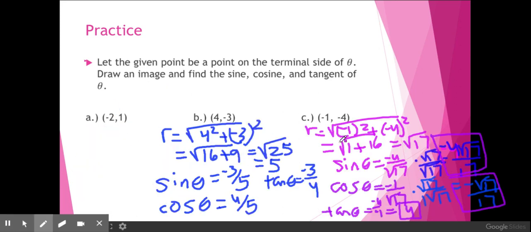Here's the work for B and C. For B, we had a perfect square for r, so sine is -3 over 5, cosine is 4 over 5, tangent is -3 over 4. For C, we got the square root of 17. So we get -4 over the square root of 17. When you rationalize the denominator, that's -4 square root of 17 over 17. Cosine is -1 over the square root of 17, so that becomes negative square root of 17 over 17. Then tangent is -4 over -1, which just becomes +4. And that is how you find sine, cosine, and tangent of any point.